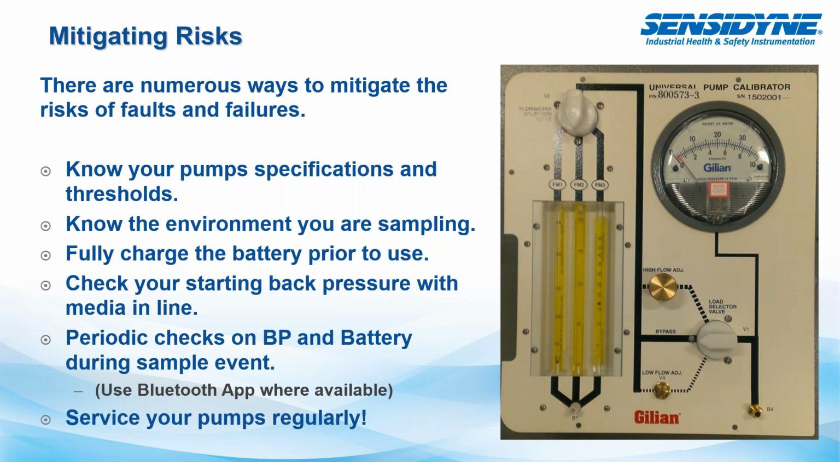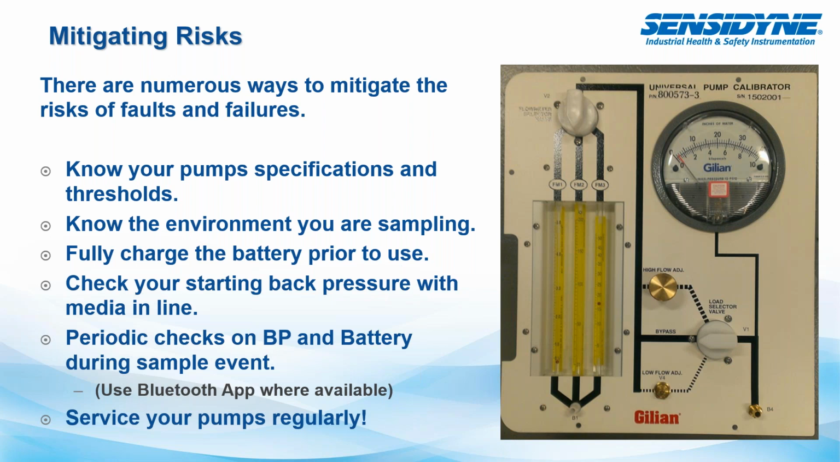One of the other ways, if you don't have a Gill-Air Plus pump, one of our competitor pumps or one of our other product lines, is using a panel. So the picture I have here to the right shows one of our calibration panels. And on this panel, there's a magnehelic gauge. So you can actually set up your pump and your media in line and find out what your back pressure is before you even go out and start your sampling.